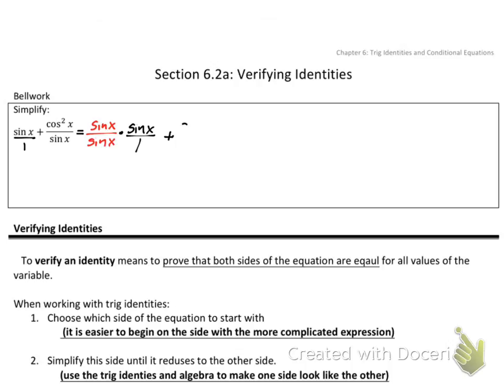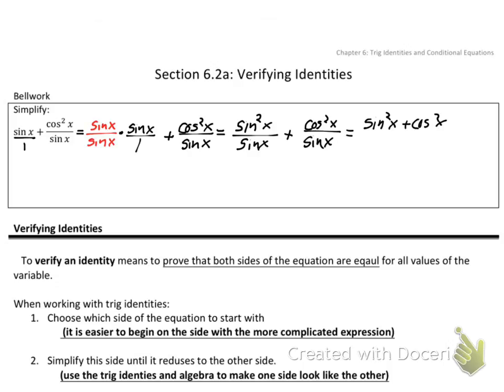Plus, I didn't change anything with the cosine squared x over sine of x. We do that multiplication, and we're going to see we have sine squared x over sine of x plus cosine squared x all over sine of x. Well, now we have a common denominator, sine of x. So that's going to give me sine squared x plus cosine squared x all over sine of x.